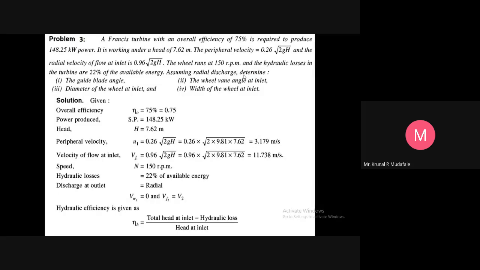What is the value of beta? The guide blade angle at the outlet is beta equals 90 degrees. Whenever we say the discharge at the outlet is radial, it means the blade angle at the outlet is 90 degrees. Then we know that if beta equals 90 degrees, then VWT equals 0 and VF1 equals V2, right?